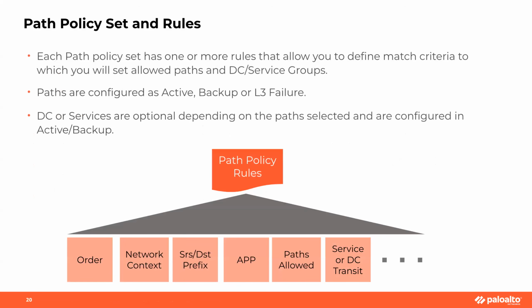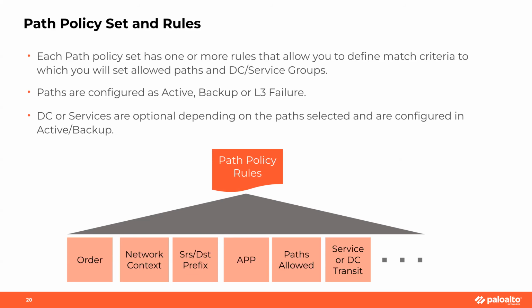Okay, so we're going to review each policy type, the policy set and rule characteristics. A path policy set has a number of rules in it. It will have 2 default rules, and then it will have additional custom rules that you can configure on top of this. These rules have a specific set of match criteria, and this match criteria will then have an action, and the action will be to set the allowed paths and DC and service groups for that particular traffic. So the paths can be active-active, they can be active backup, and then we also have L3 failure path.